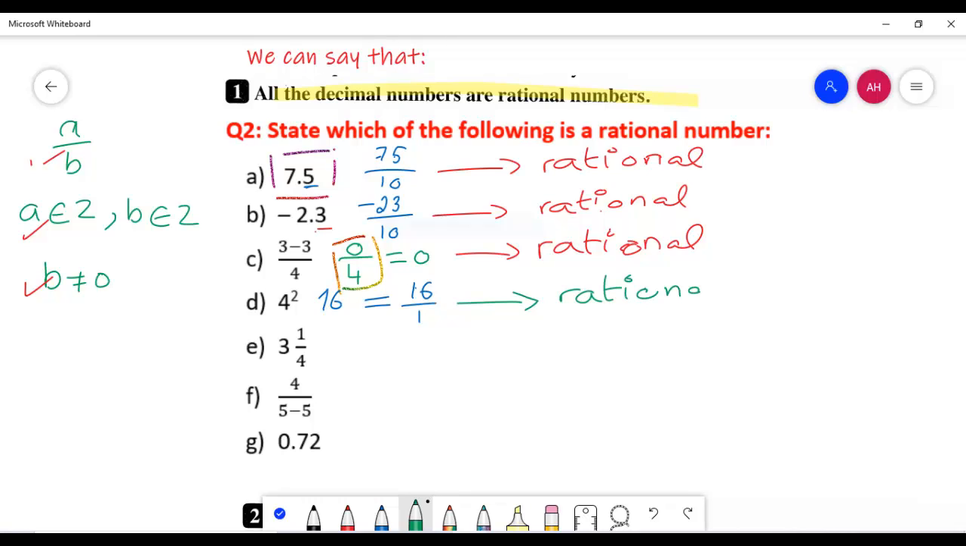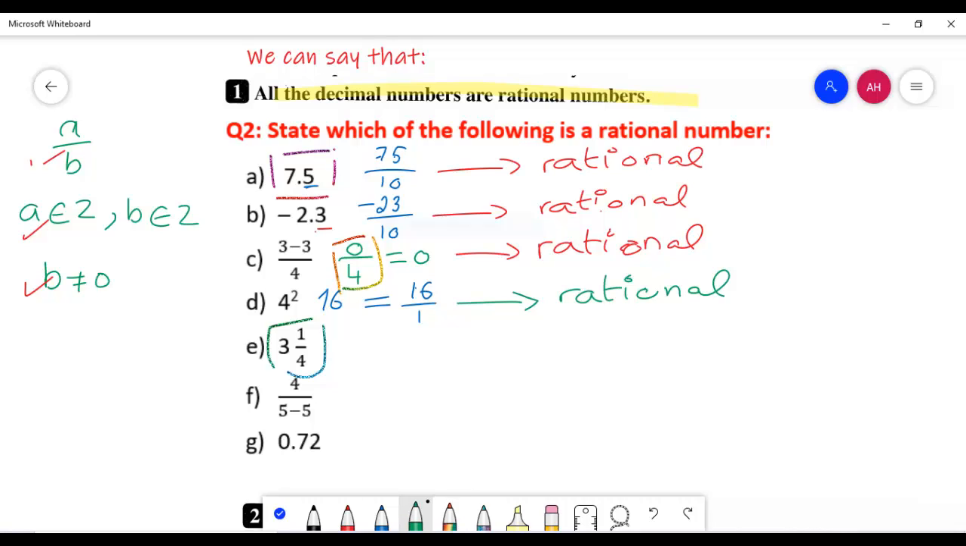Since I was able to write it in the form of a over b, and my denominator is not equal to 0, and both a and b are integers. Let's go for number E. Number E, it's a mixed number. Do you remember how we can convert a mixed number to a fraction form, or to an improper fraction?